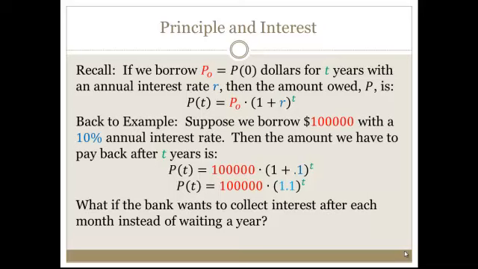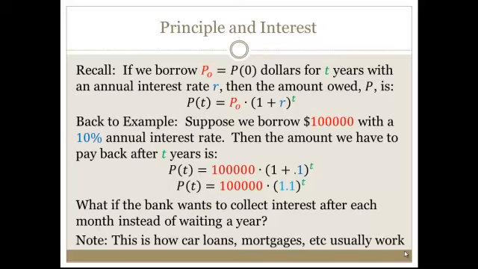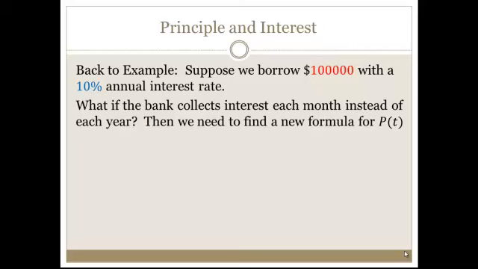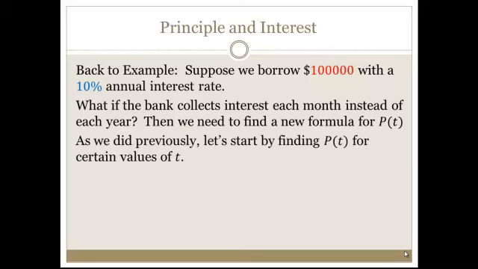But what if the bank wants to collect interest after each month instead of waiting a year? In the real world, this is typically how car loans, mortgages, and other loans usually work. So in this new scenario, where the bank collects interest each month instead of each year, we need to find a new formula for P of T.